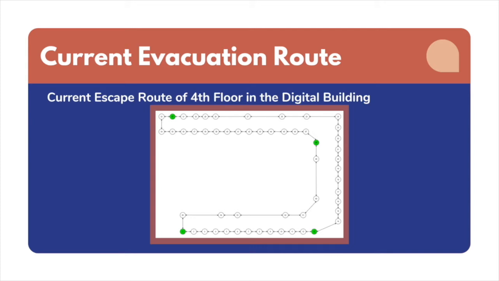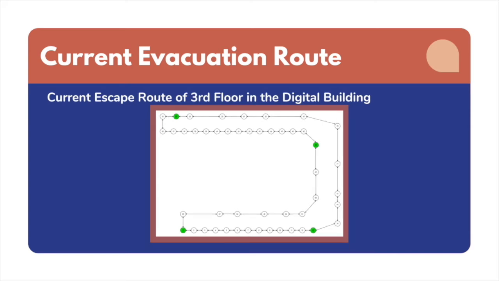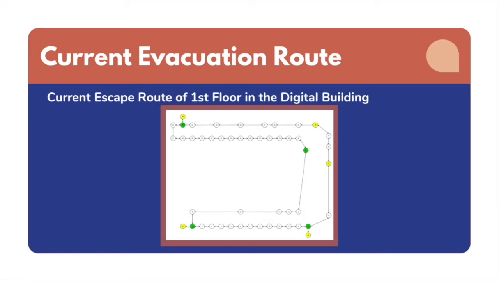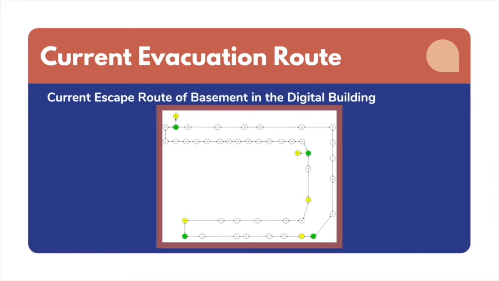So the next slides are the current escape routes for the other floors of the building. So this one is the current escape route of fourth floor in the digital building. This is the current escape route of third floor in the digital building. This one is the current escape route of second floor in the digital building. This is the current escape route of first floor in the digital building. And lastly, the current escape route of the basement in the digital building.